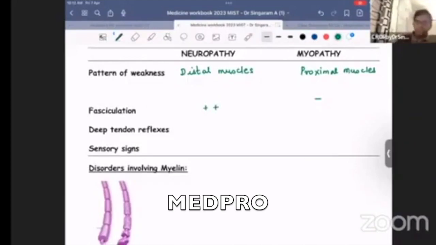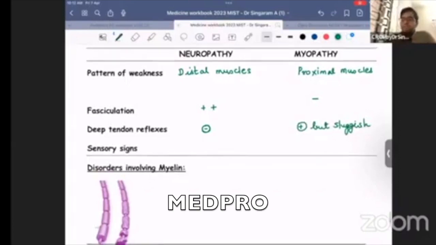Deep tendon reflexes, I told you, are usually absent in case of neuropathy. In myopathy they won't be completely absent. They would be present, but sluggish. Because if a reflex is going to be elicited, the muscle should contract. In myopathy, the nerve will be okay, but the muscle will not contract properly. That is why the deep tendon reflex may be present, but sluggish.